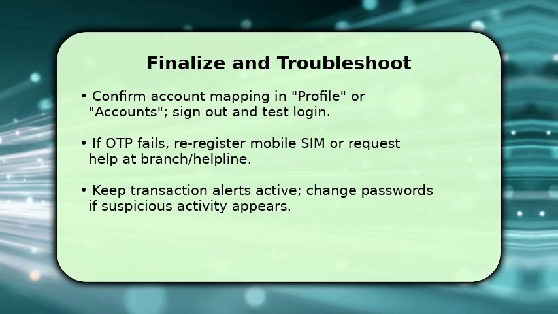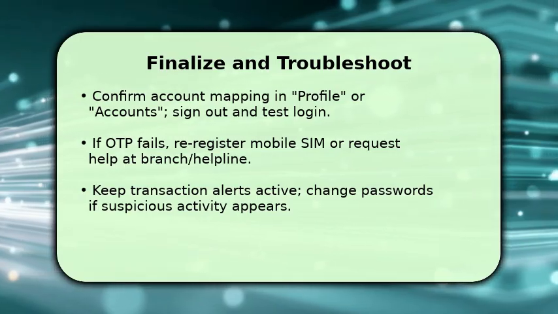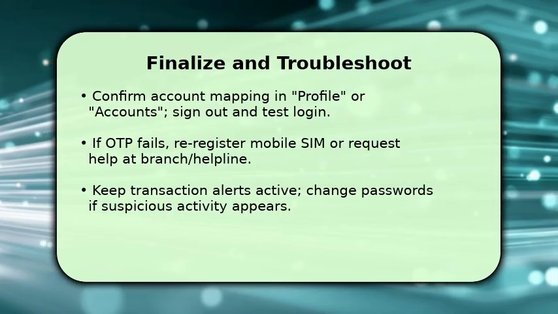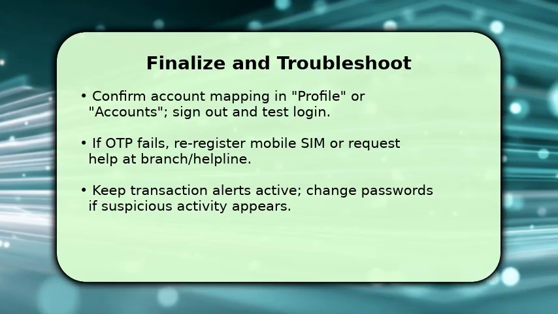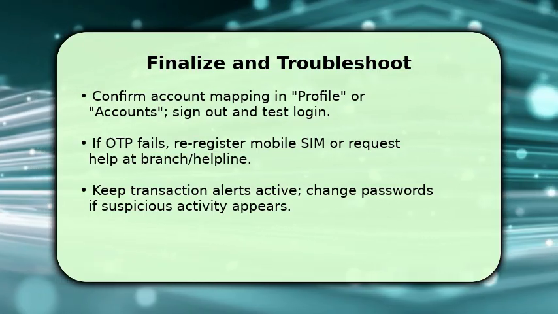If the OTP does not arrive, recheck the registered mobile number, restart the phone, or request OTP again. Persistent failures often mean you need to update the mobile number at the branch or call the SBI helpline.